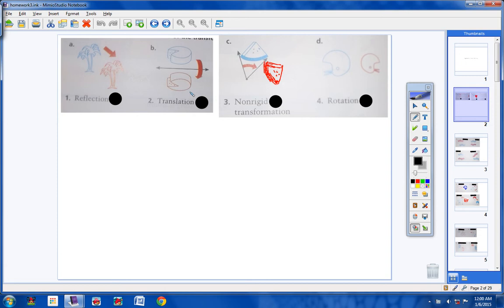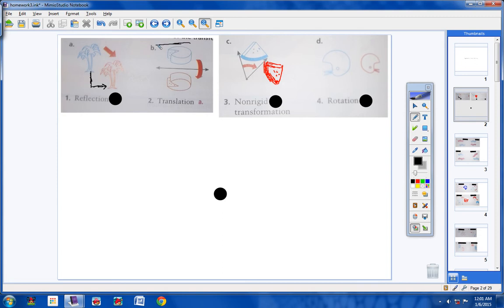So here we go. Let's take a look at letter A here. Students, please notice the tree has not been flipped or turned or twisted. It simply went down to the bottom. It went down and then it went to the right. We call this a translation. So letter A goes with number 2. Translation, okay?